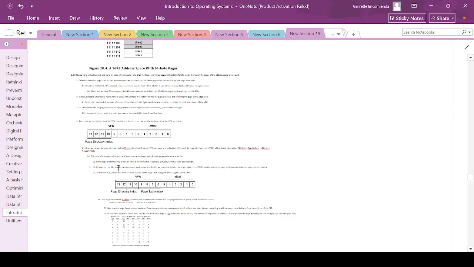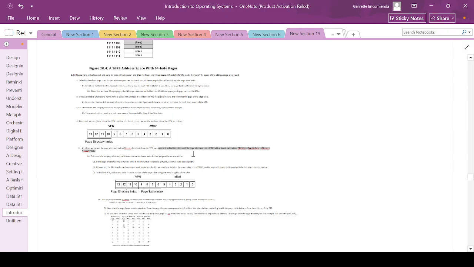So in this video, as you can see, we need 4 bits of VPN to index into the directory. So to get from the VPN to the page directory index, we're going to use 4 bits to index from the VPN into the page directory.